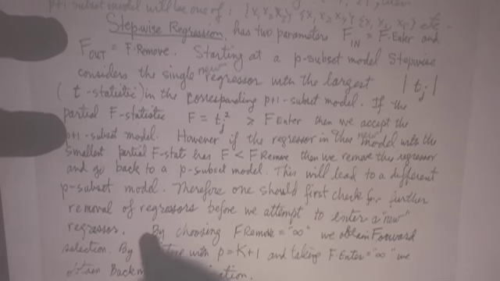Because I'm not doing a new regression to check that. I'm just checking the t squareds, and seeing if they're bigger than the parameter or less than the parameter. Then we go back, and this will lead to a different p subset model. Therefore, one should first check for further removal of regressor before attempting to enter a new regressor. So I might actually remove a couple. I might keep going. I might throw a couple down.